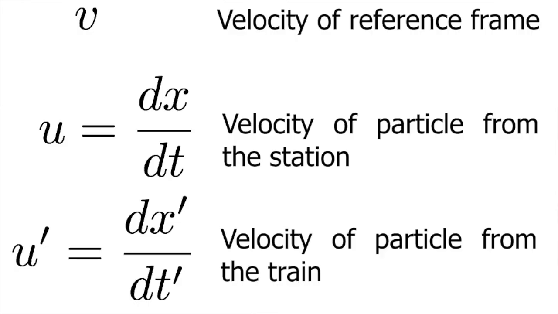Let's define the variables that we are going to use. V will be the velocity of the reference frame, and now to distinguish the velocity of the particle from the velocity of the reference frame, we will use u as the velocity of the particle. So u, which is dx/dt, will be the velocity of the particle from the station, and u prime, which is dx prime over dt prime, is going to be the velocity of the particle from the train.